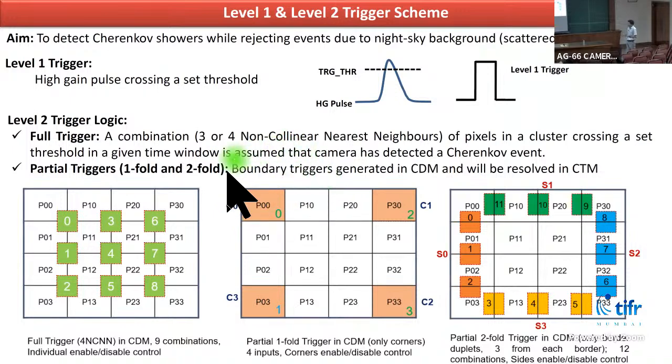Are you saying that both the combinations as well as the threshold, etc., will be fine tuned at the site? Yeah, these will be fine tuned at the site. Yes, all this hardware is designed to be quite configurable. The user can decide.